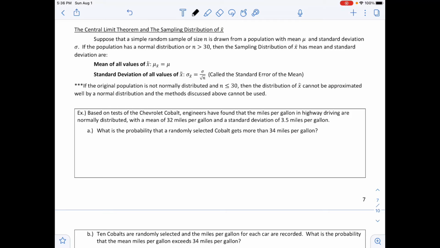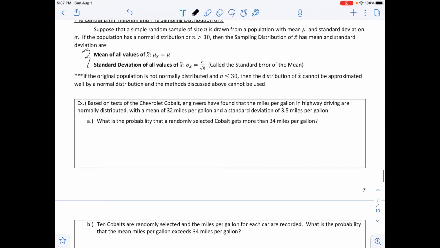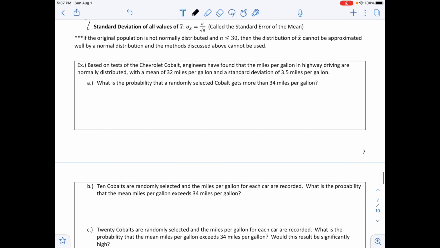The population has a normal distribution, or n is greater than 30, that's our sample has to be large enough, or it must be stated that the population has a normal distribution. Then the sampling distribution of x bar has a mean and a standard deviation that are given. So the mean of x bar, mu sub x bar, is equal to mu. And then the standard deviation of x bar, sigma sub x bar, is equal to sigma divided by the square root of n. And this is called the standard error of the mean.